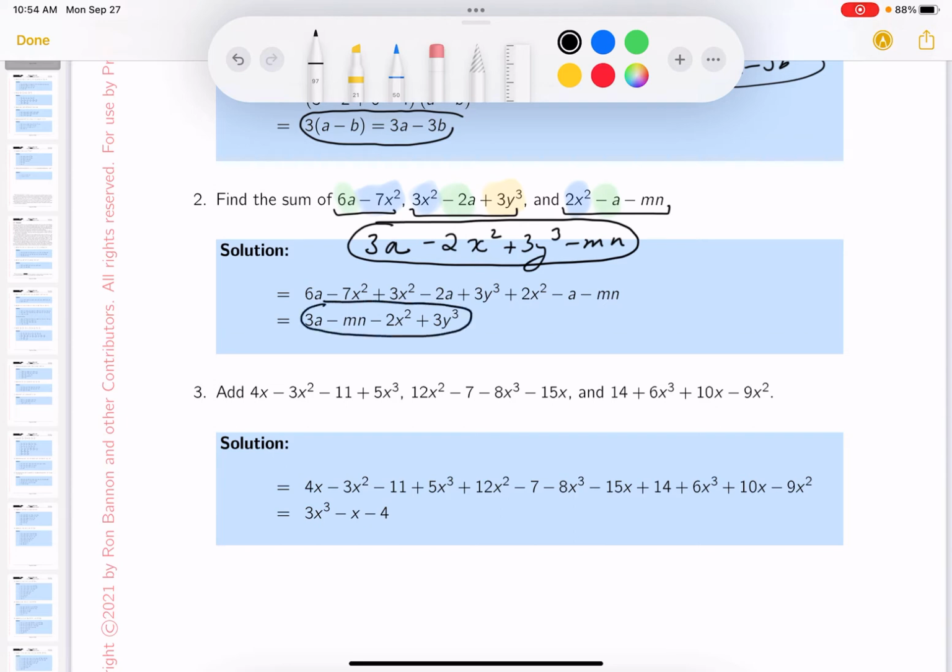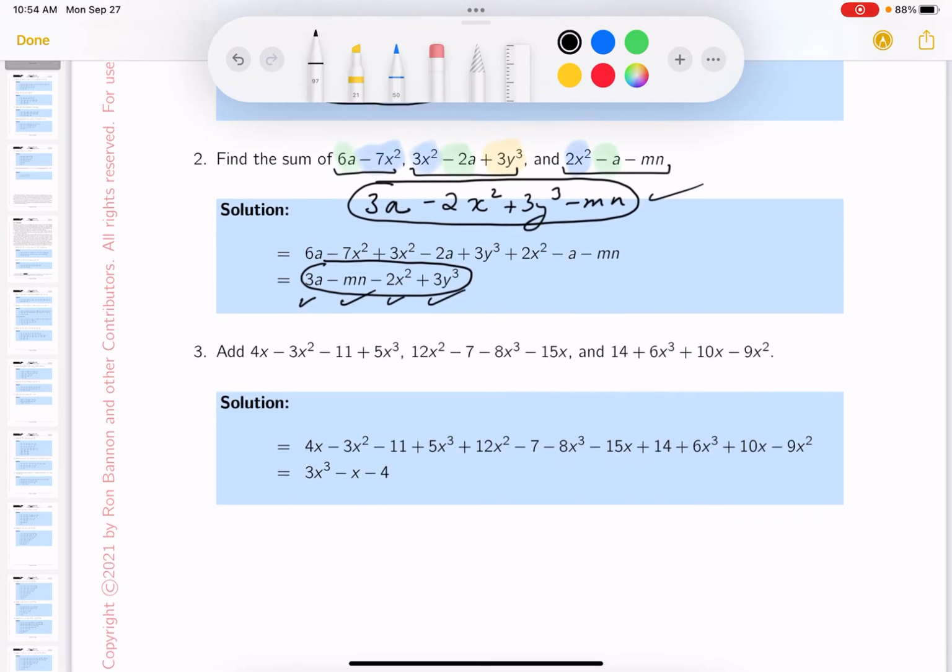Now, you may wonder why they put it in a different order. I'm starting to reason it looks like they're trying to put it in some kind of alphabetical order. Again, you may disagree with it, but it doesn't matter. It's a different order, but I do see 3a. I see the minus 2x squared. I see the 3y cubed minus mn. Not bad. We got that over here. Let's do the next one.